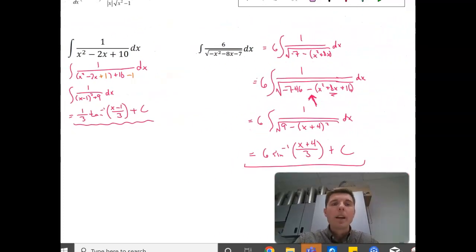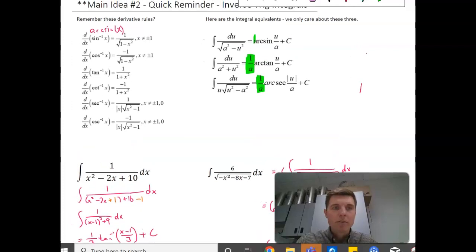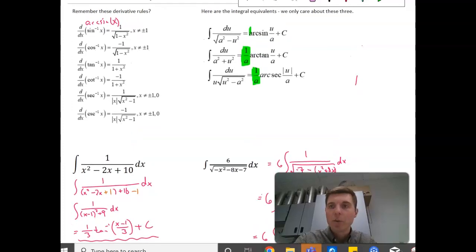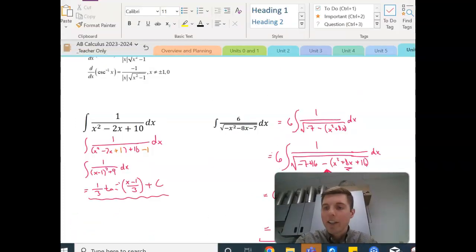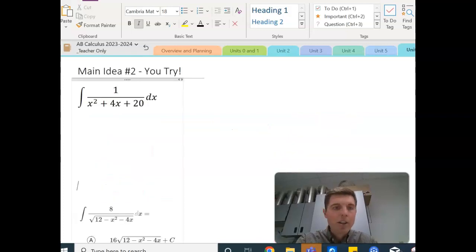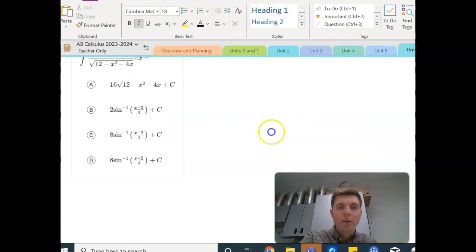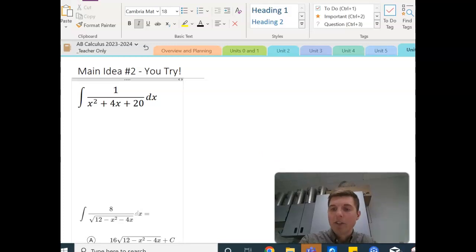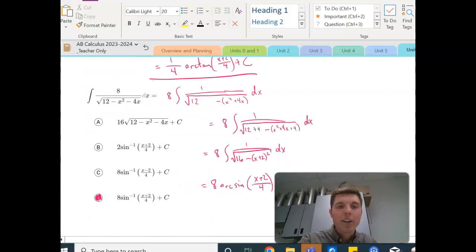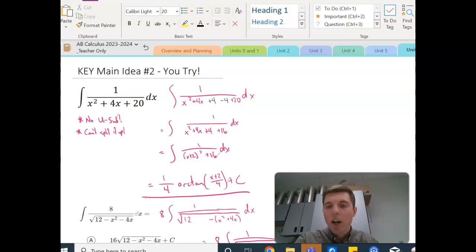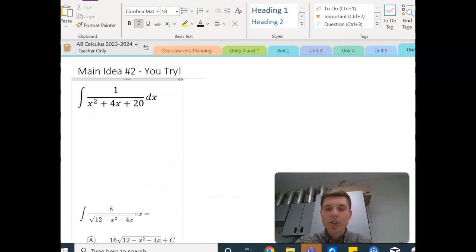So those are your 2 examples. This key is filled out on your OneNote. What you're going to do next, and your sub will tell you this too, there's 2 questions in the OneNote that I want you to try. They're on the next page. And then you should check your answers in the key on the OneNote, or they might also show it on the screen. So good luck on those next 2.